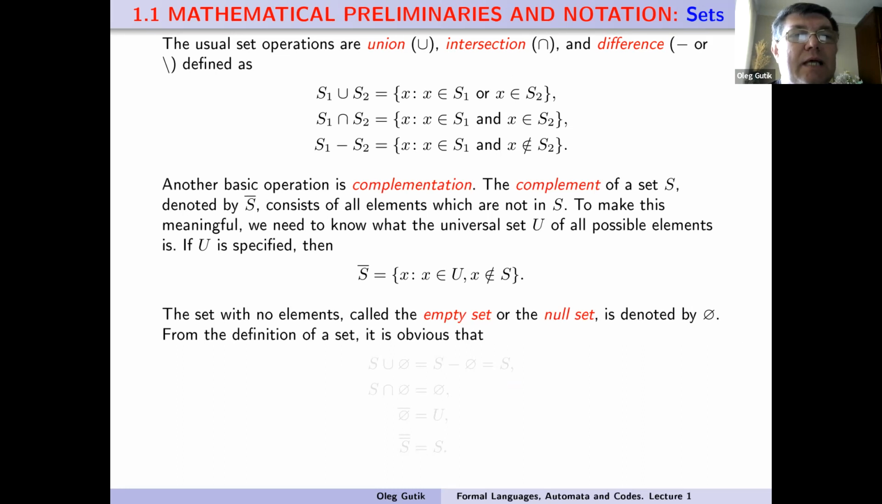From the definition of the set, it is obvious that the following equalities hold: the union of any set S with the empty set is equal to S, and the difference of S with the empty set is equal to S. The intersection of any set S with the empty set is the empty set. The complement of the empty set is the universal set. If you take the complement of the complement of S, we get S.